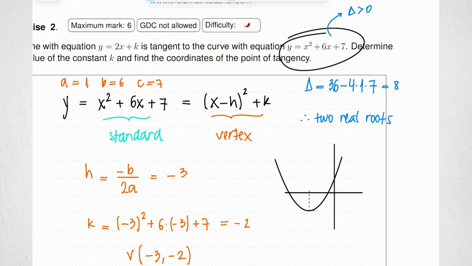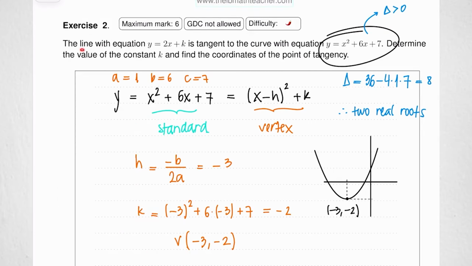Now, do we know the roots? Not really, and we don't particularly care about that. We know that there are 2 roots, so this is how the graph is going to look. Now, we can start addressing the question. This was just an overview of what's happening. And the question mentions a line with equation 2x plus k, which is tangent to the curve at some point.